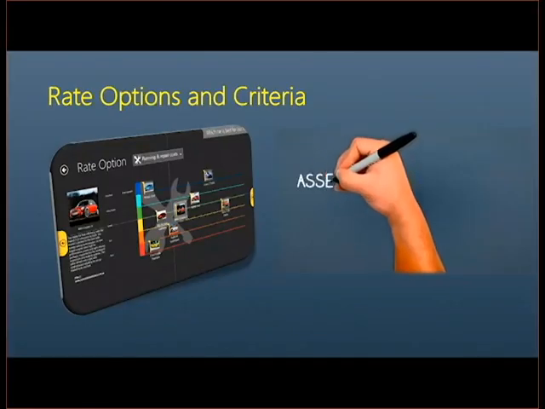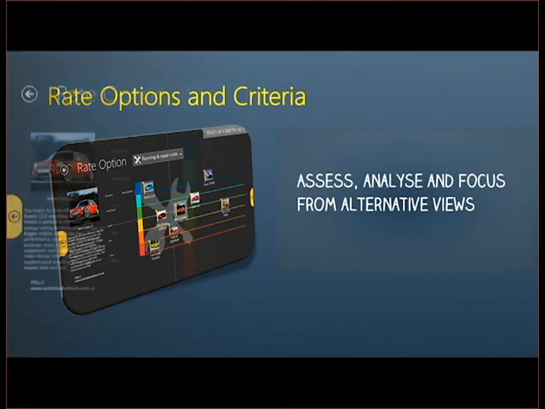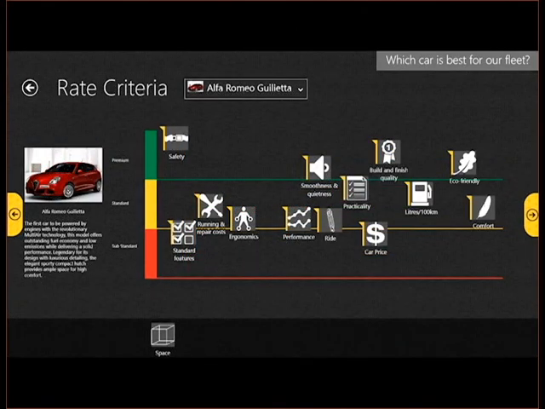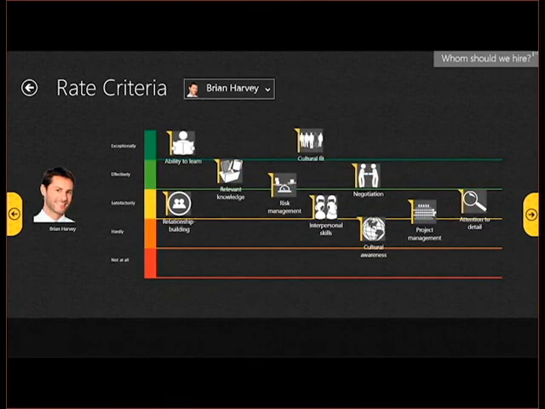The last opportunity for stakeholder input is through the rating of the options and the criteria. It gives you the opportunity to assess, analyze, and focus on the alternative views. Rating options against criteria and criteria against options allows decision makers to approach key data from very diverse perspectives. You can streamline, test, and confirm the selections by placing the icons on the canvas based on the criteria scale. You can even explore what-if scenarios by choosing different weightings or rankings, or different alternatives for that matter.